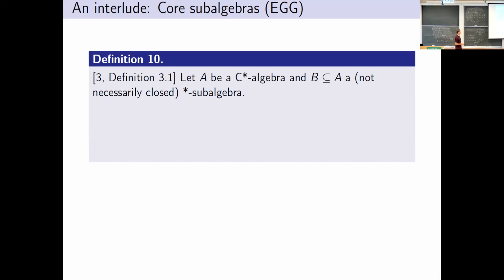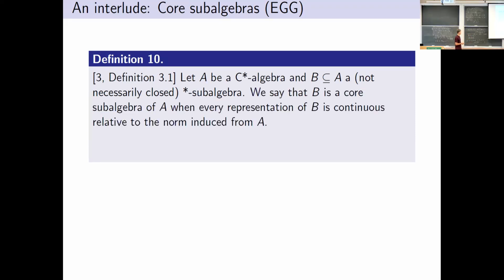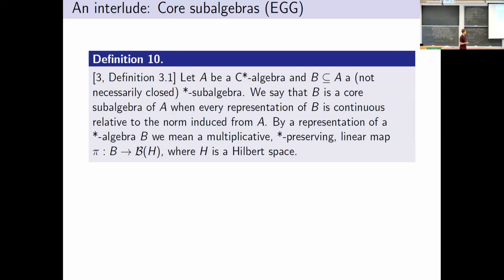So say you have a C-star algebra A, and B is any star subalgebra, not necessarily closed. We say that B is a core subalgebra when every representation of it is continuous relative to the norm induced from A. So in B, we put the norm from A, and any representation here is continuous. A representation is just a multiplicative star-preserving linear map. And the idea for defining core subalgebras is to show that if I have two core subalgebras and they're dense inside the C-star algebras, then we're going to conclude that the C-star algebras are isomorphic.